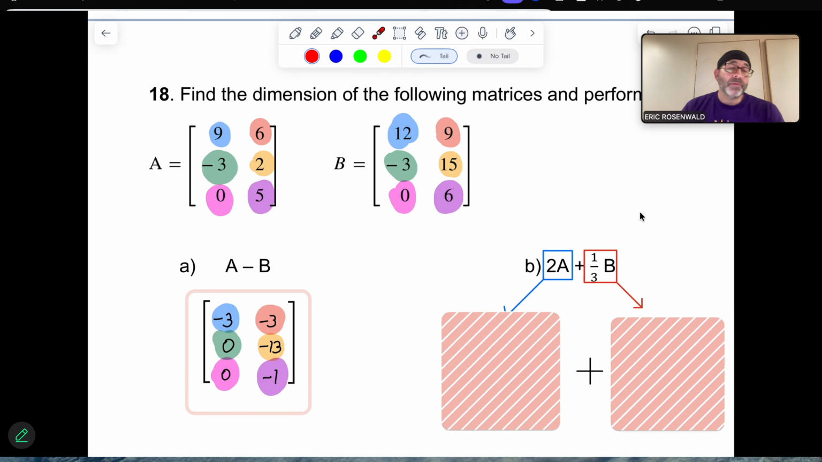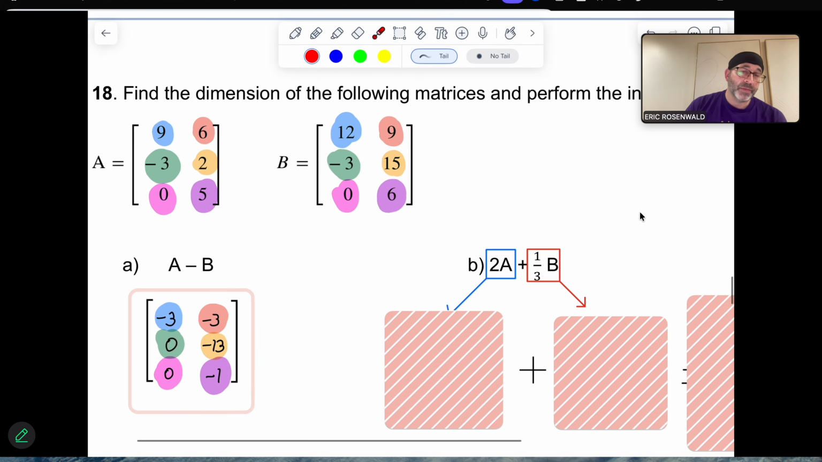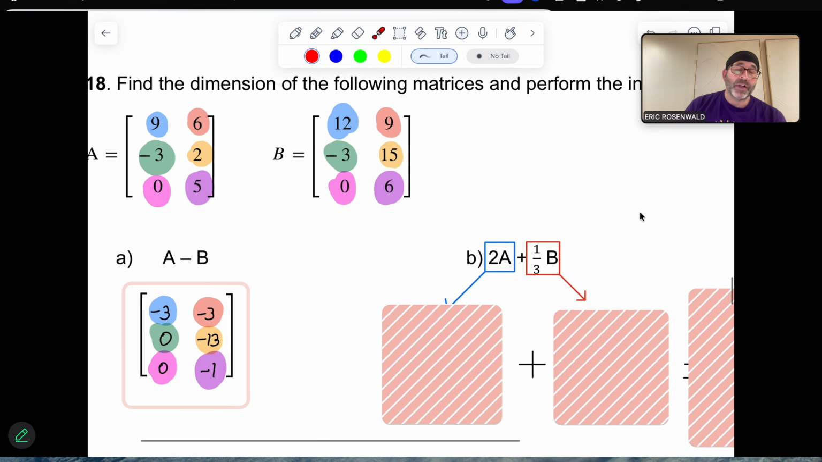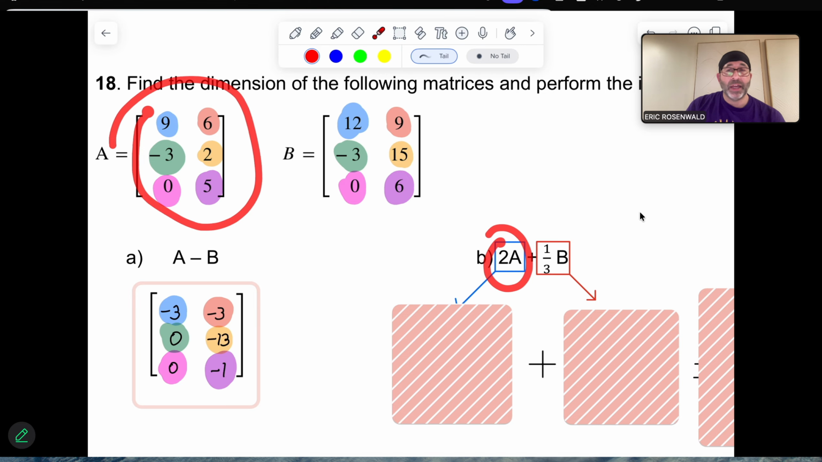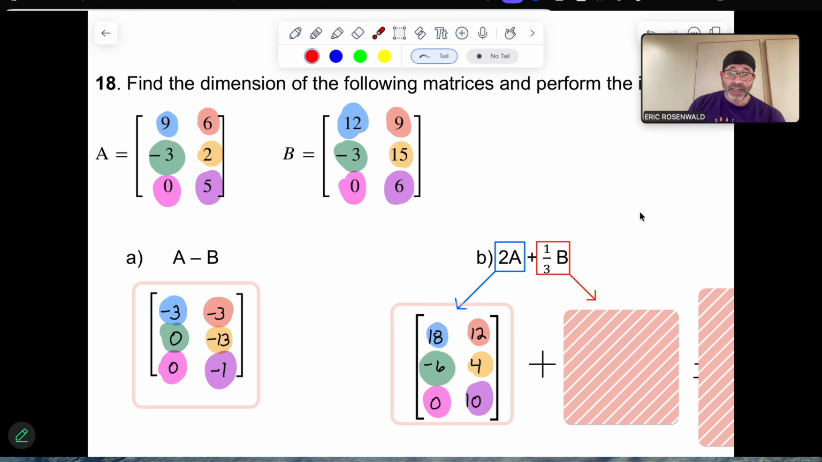Okay. Part B is a little bit tougher. This is a multi-step problem. We have to figure out what twice A is first. We have to figure out what 1/3 of B is, and then we have to take them and add them together. Okay. So if I take twice A, that means take all the values that we see in A and just double it. So that means we're going to have 18, 12, negative 6, 4, 0, and 10.